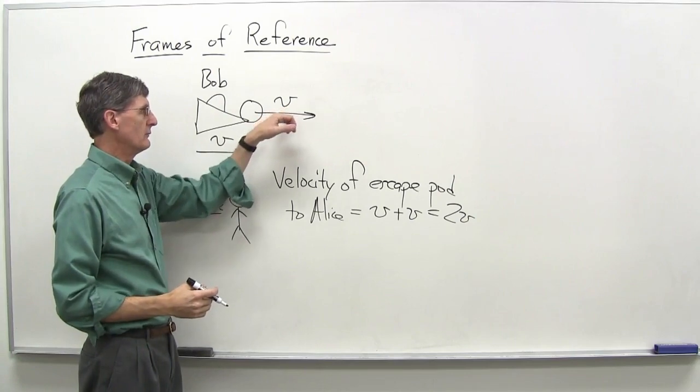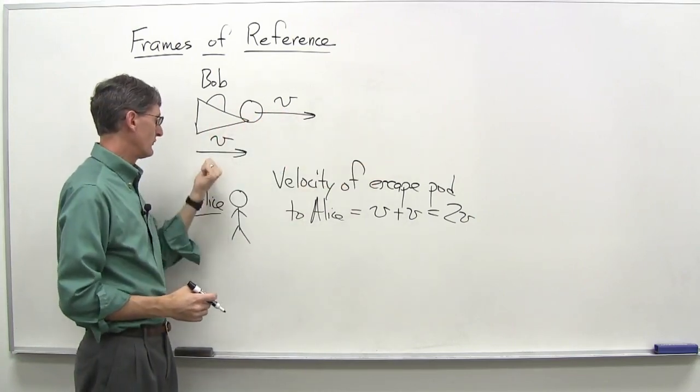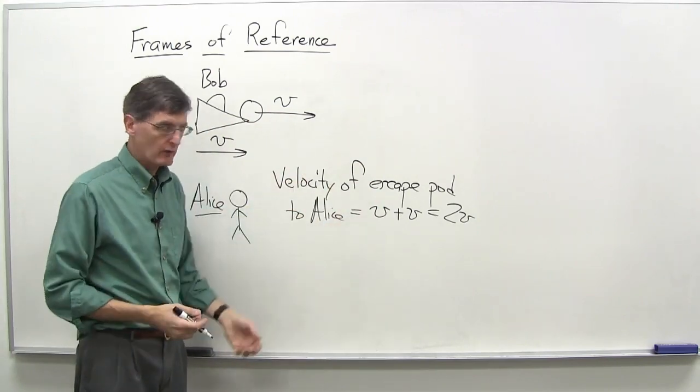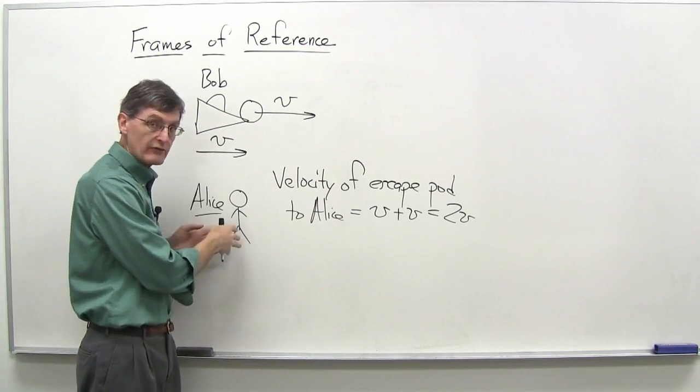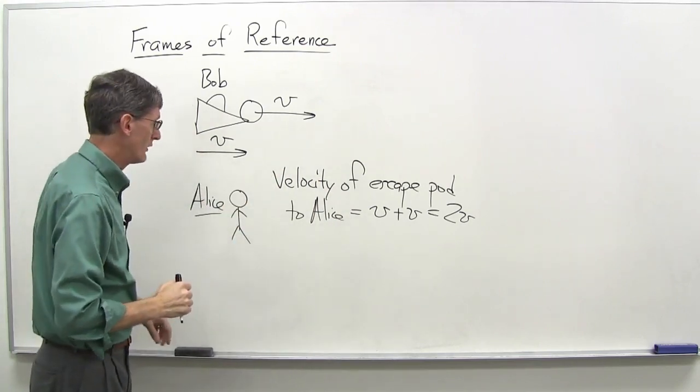We could say maybe the escape pod is shooting off at 3v, and Alice sees Bob going by at velocity v, then it's v plus 3v, and you get 4v. So that's the velocity of the escape pod as Alice sees it going along there.